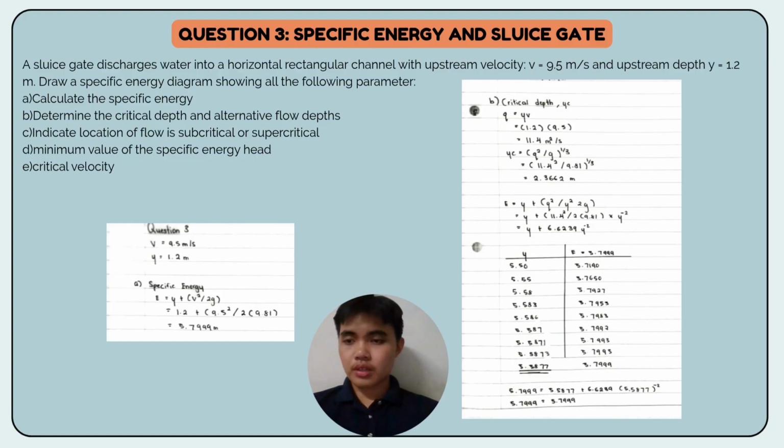And then we find the critical depth Yc. q equal to yv equal to 1.2 times 9.5, and we get 11.4 meter squared per second. And we find Yc equal to 11.4 squared over 9.81 to the power of 1 over 3, and we get 2.3662 meters.